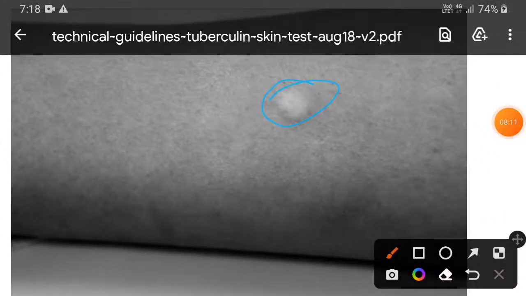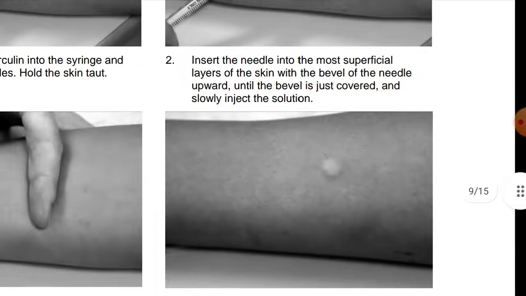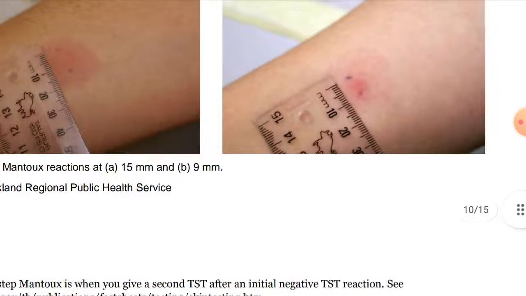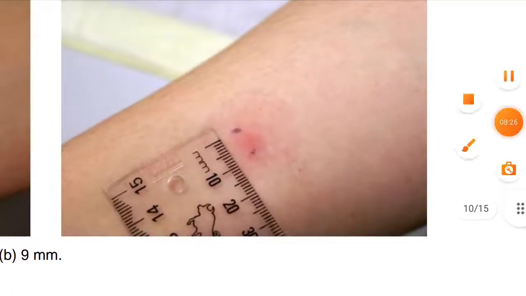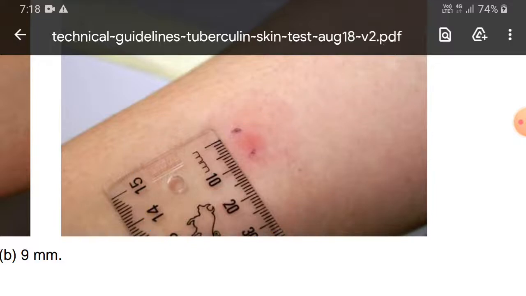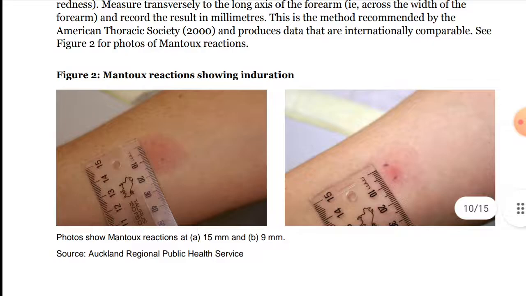Okay, if the diameter is greater than or equal to 10 millimeters, then under such circumstances you can say that yes, your person is TB positive. Okay, that does not mean, as you can see here, a measurement is going on of whether the induration is there, to tell us whether the person is Mycobacterium tuberculosis positive or not.